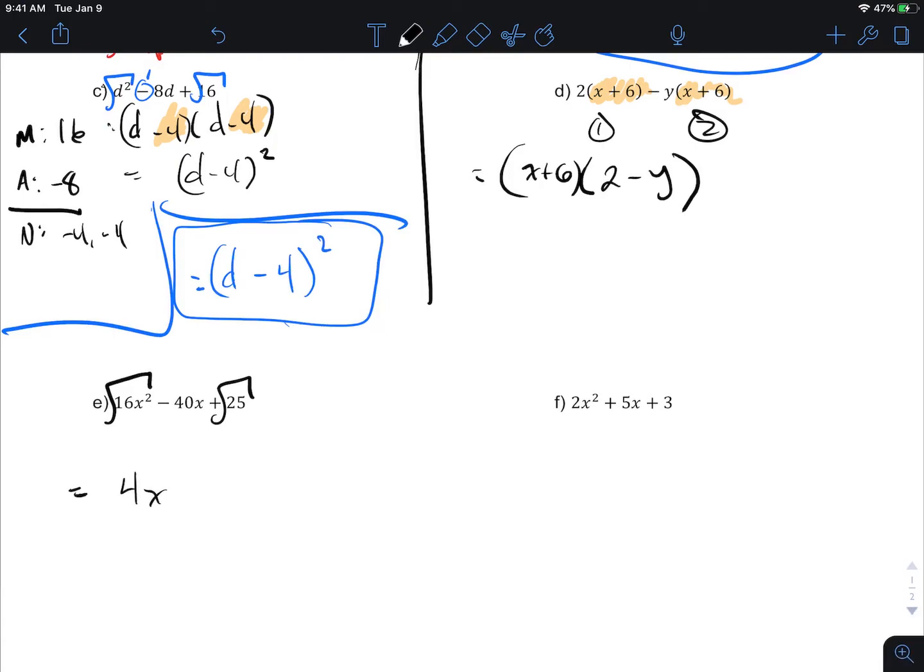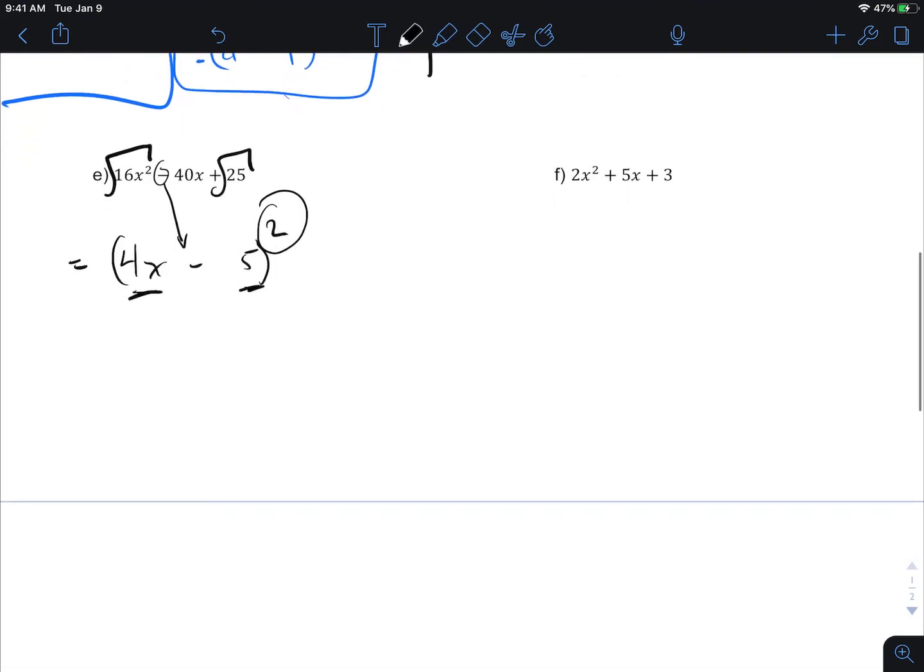4x and 25. There's going to be two of them. What's the sign on b? Negative. 4x and 25. Sorry. Square root of 16x squared is 4x. Square root of 25 is 5. The sign from b comes down, and I have two of them. Much easier than trying to go multiply to 16 times 25, add to negative 40. Good luck.